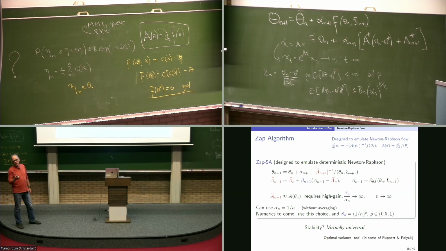And what you really need is that when this is not invertible, f bar of theta can't be 0. That's the condition. So whenever this inverse does not exist, f bar of theta cannot be 0. And then you can show that this still works. The ODE still converges, as long as you replace the inverse by a pseudo inverse.